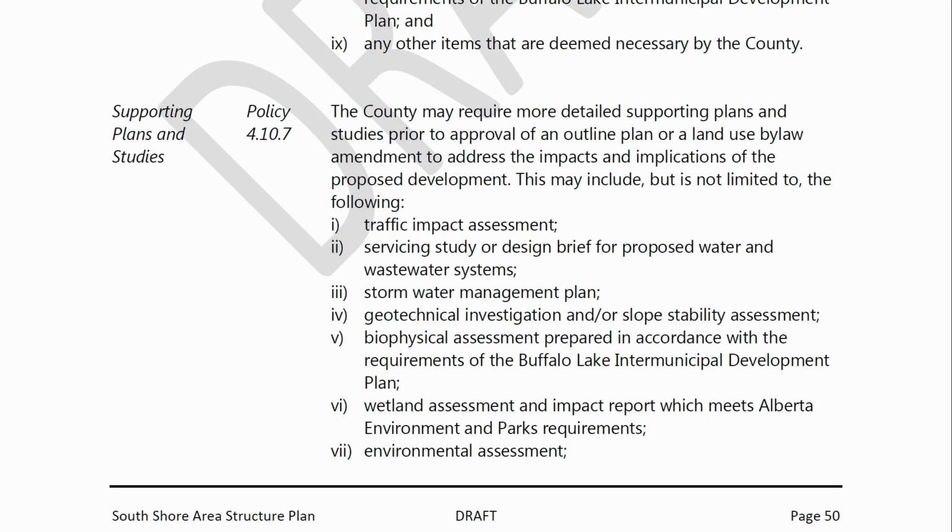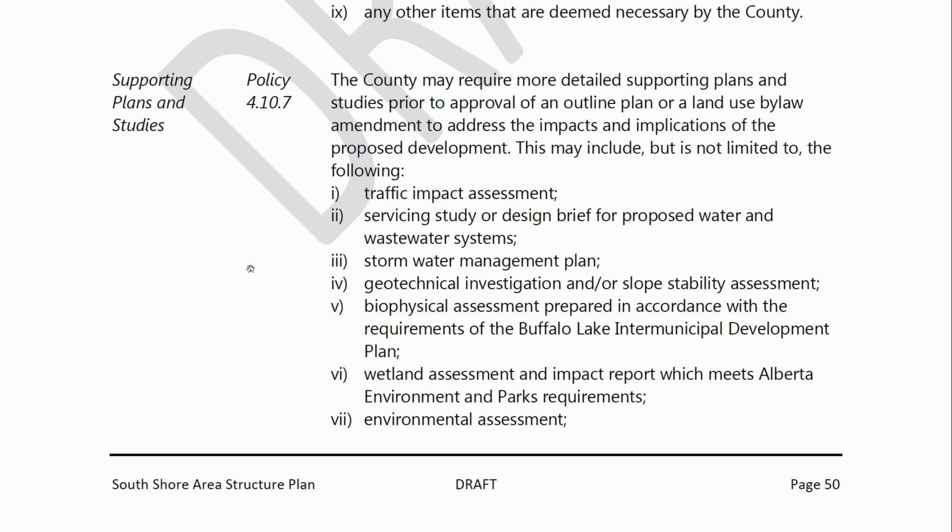The stormwater management plan that we mentioned before is expected. If there's a lot of slopes in a particular area, there may be a requirement for a slope stability assessment. In all cases, there's a requirement to do a biophysical assessment of the flora and fauna and natural features that are found within that particular quarter section, and that requirement flows directly from the Buffalo Lake Intermunicipal Development Plan. Provincial policy requires the assessment of wetlands and a classification of individual wetlands to determine which ones have to be retained and which ones may be replaced subject to the compensation policies. And there may be a requirement for an environmental assessment if the county has reasons to think that a previous use may have contaminated a particular property.